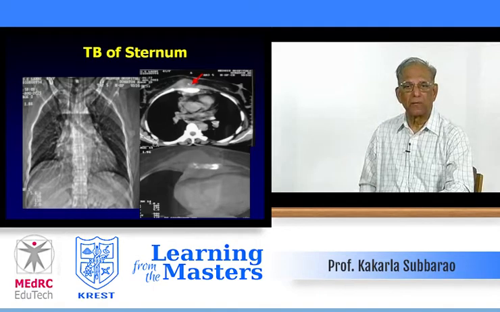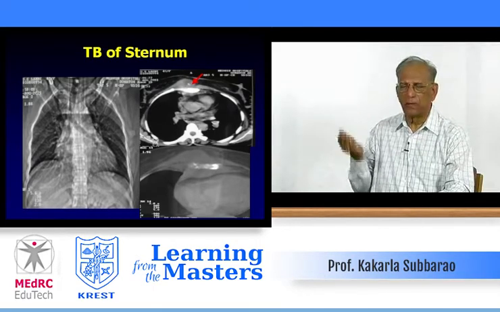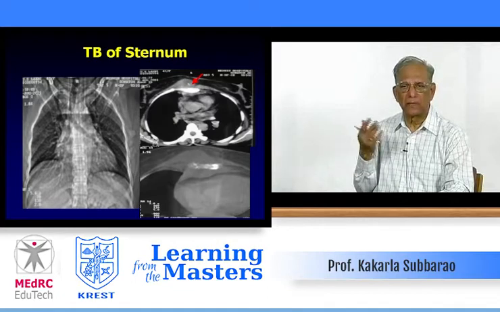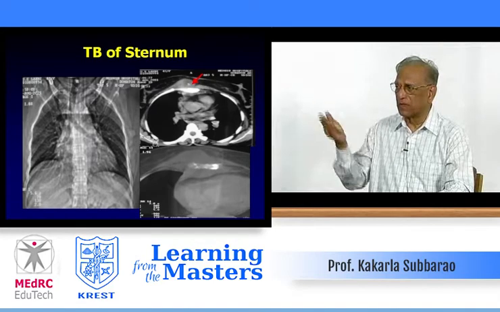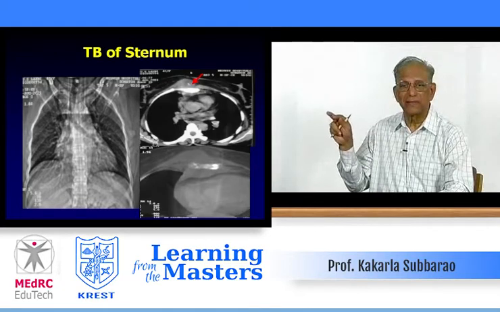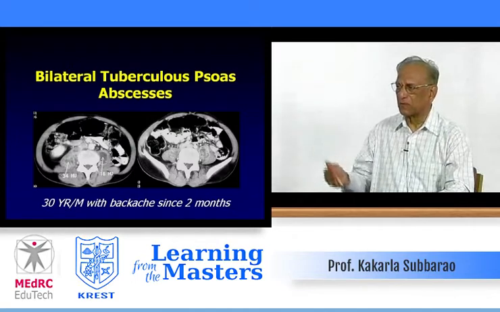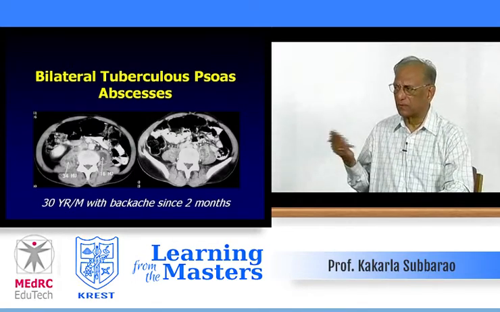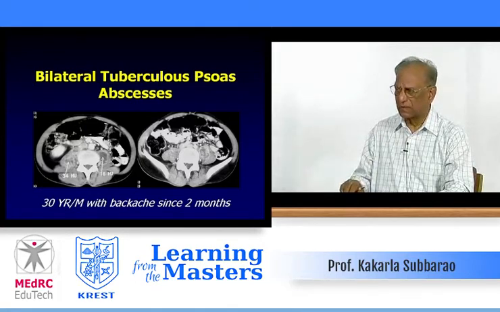TB of the sternum. The sternum also is not exempt from tuberculosis. Here you see. PA and lateral views of the sternum may not help that much unless the sternum is grossly eroded. But on the other hand, on CT you can see the abscess and the low attenuation area in the center, indicating that it must be a tuberculous abscess. And again, a cross-section view, another case of a 30-year-old male, again with severe backache for 2 months, and bilateral tuberculous psoas abscesses.